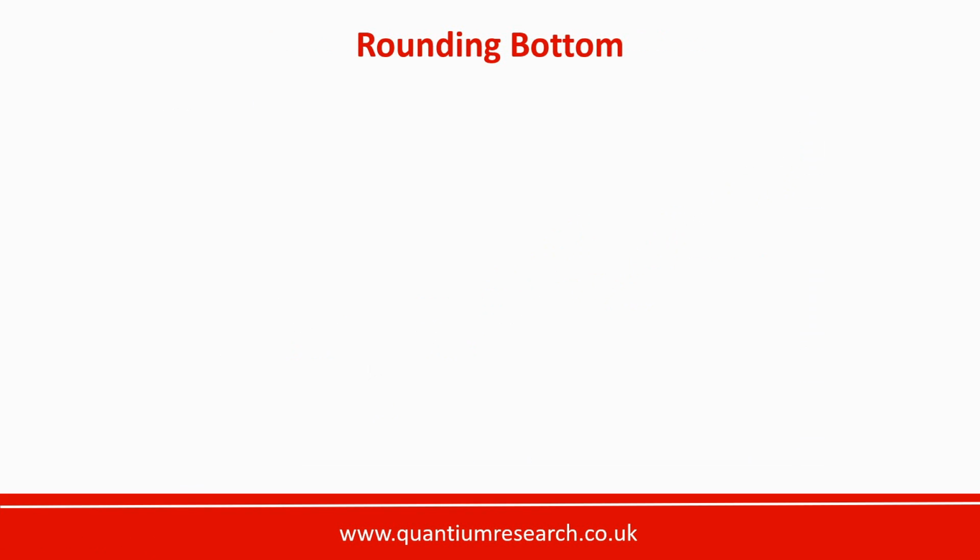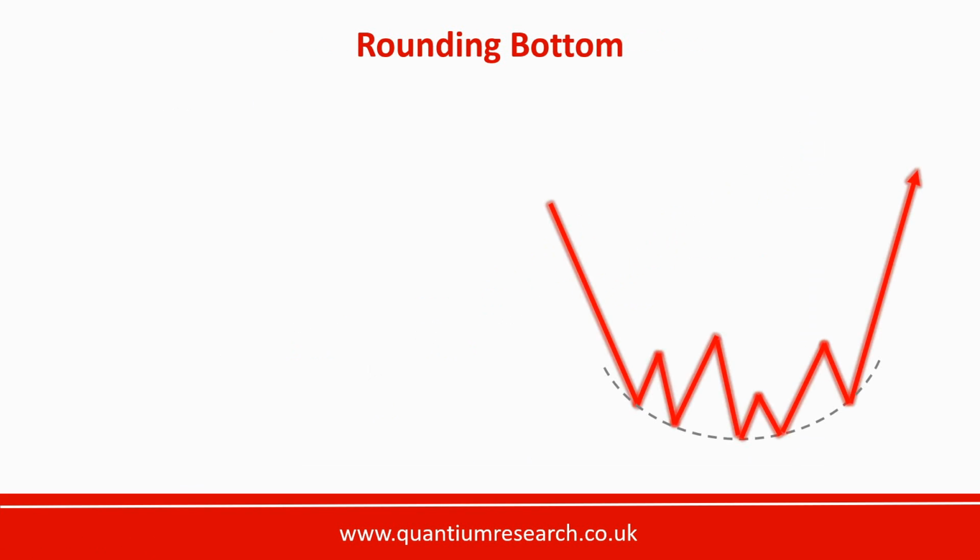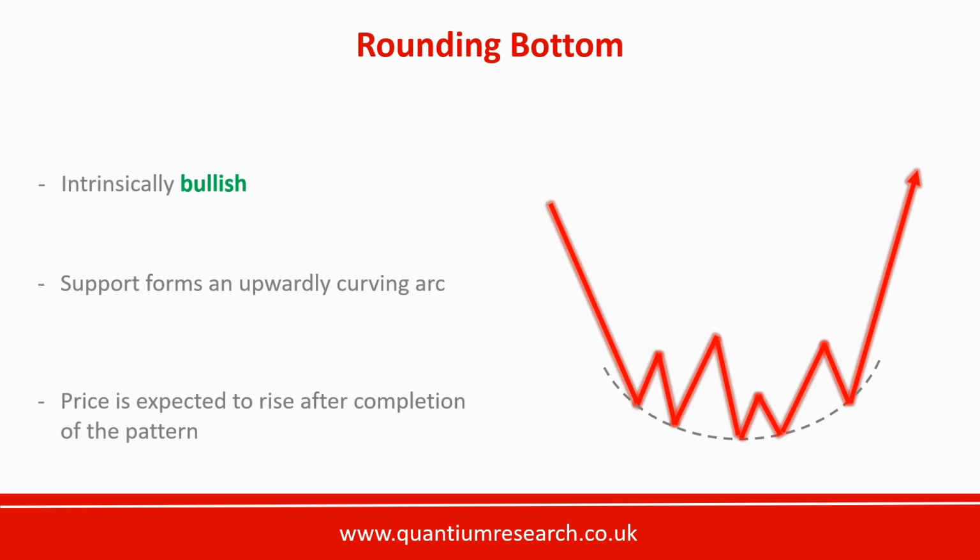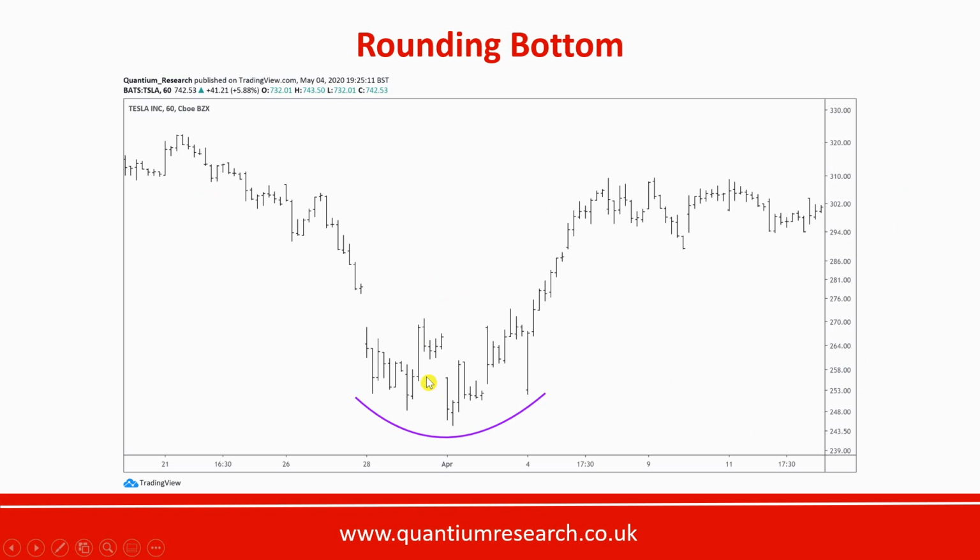The next pattern we'll be looking at is called a rounding bottom. This is a bullish reversal formation, which occurs when support for the price traces out an upwards curve. It occurs after a decline in price, and being a reversal pattern, price is expected to rise after this rounding bottom occurs. You can see we've got that rounded bottom, and then we have the price rallying straight after. We'll now look at an example. This example we will pull up real quick.